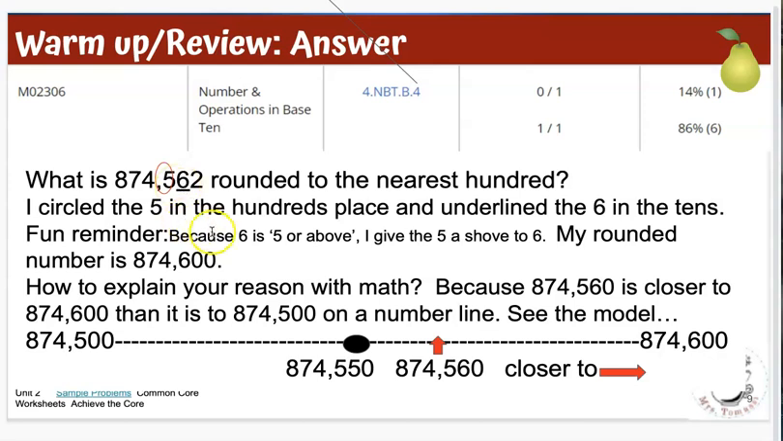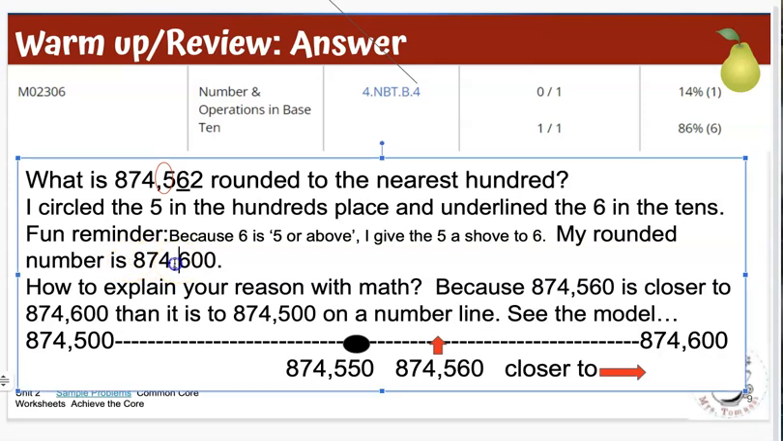Because that's the one when we use our fun reminder, if it's 5 or above, I give the place value a shove. If it's 4 or less, I let that place value rest, that's circled. And so I know that 6 is 5 or above, so I'm going to give that 5 a shove to a 6. Now all these digits to the left stayed the same, so they're still 874,000. The 5 changed to a 6, it got shoved up. And then the place values to the right, which was the 10s, the 1s, went to 0. So there's the actual answer.